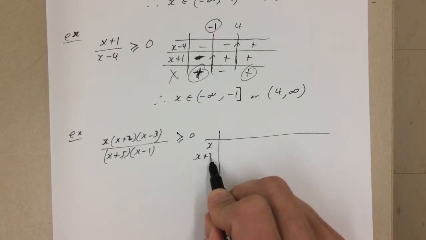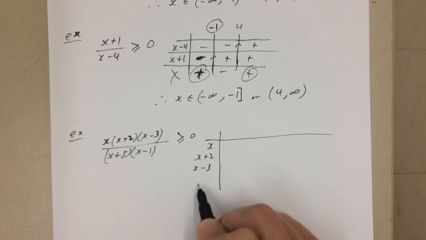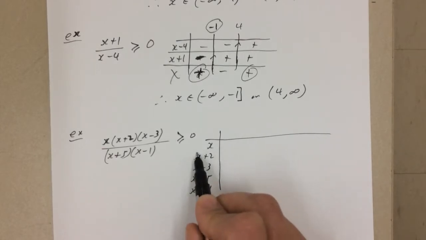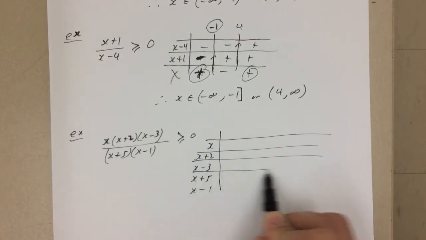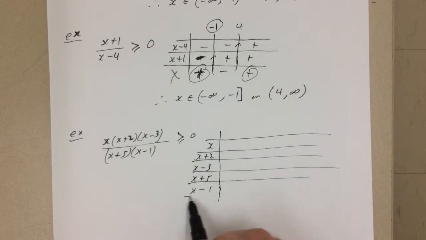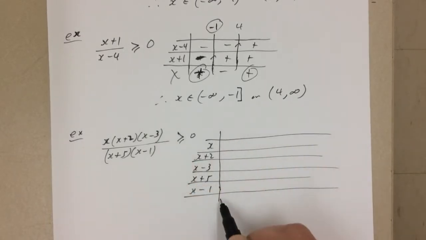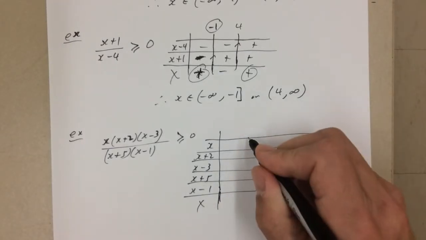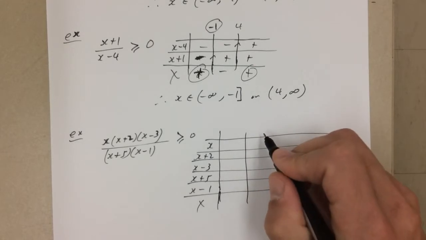x + 2, x - 3, x + 5, x - 1. Okay, got all those in there. And looking at the division and product of these is just like looking at if they're all multiplied when we're looking at the signs.